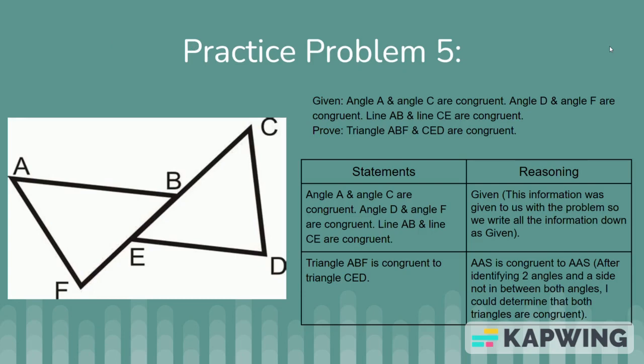Practice problem 5. Given angle A and angle C are congruent, angle D and angle F are congruent, and line AB and CE are congruent, prove triangle ABF and CED are congruent. Once again, we put our given information first. And finally, because we were given all of the information we need, we can determine triangle ABF is congruent to triangle CED because of AAS. In other words, angle, angle, side. And this is because we are given in the order two angles and then a side, which automatically determines both of these triangles are congruent.